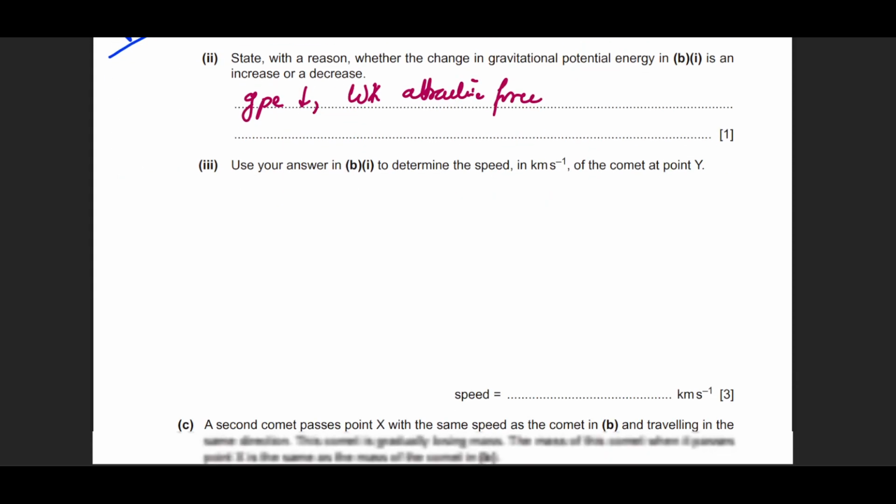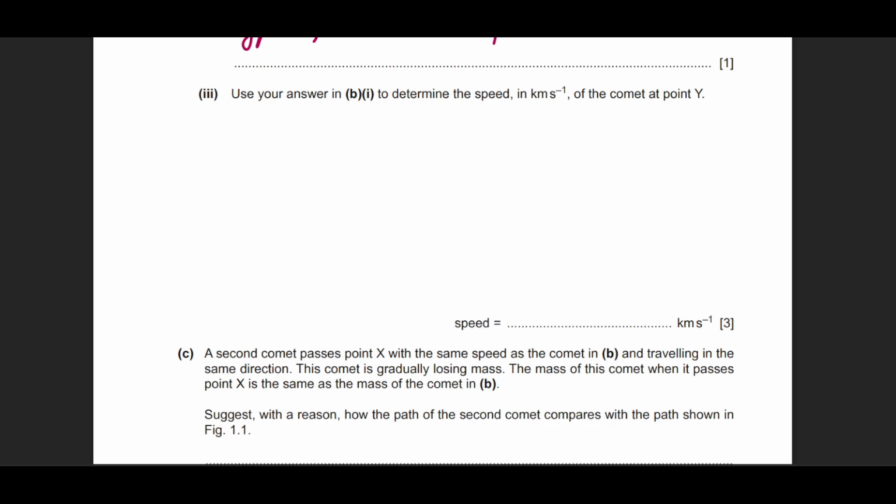Okay. Use your answer in B1 to determine the speed in kilometers per second of comet Y at point Y. Exactly the same logic as we did in O levels. An object thrown from a certain height reaches Earth, what will be its velocity? So we understand that the change in gravitational potential energy should be equal to half mv squared, or at least the change in kinetic energy. So this is where you're going to get it wrong. So this is equal to the change in kinetic energy.